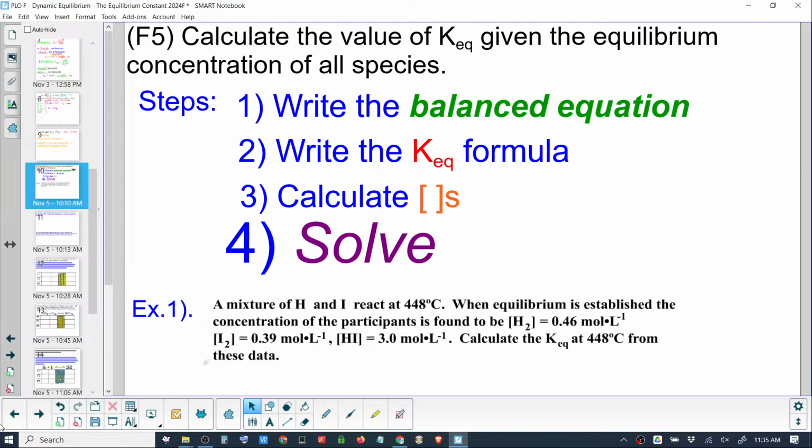We ended up with this. I'm not sure everybody did this as the last thing in their equation. But we have a mixture of H and I. That's wrong. That should be H2 and I2 reacting at 448 degrees Celsius. When equilibrium is established, the concentration of the participants is found to be blah, blah, blah. Algebra review.